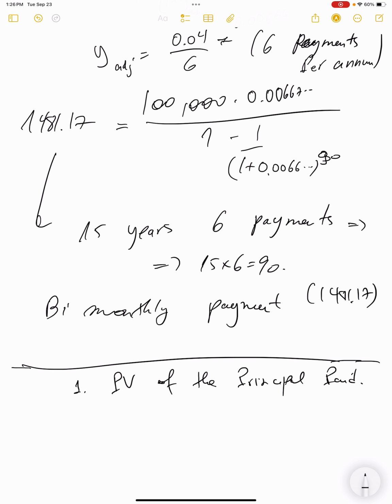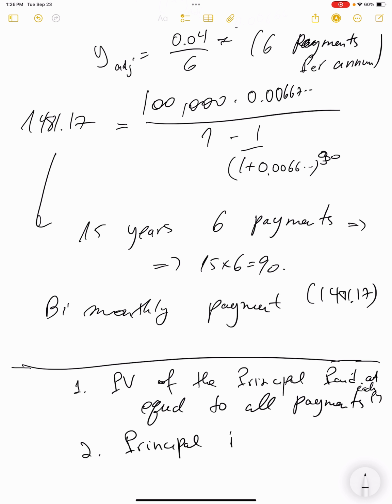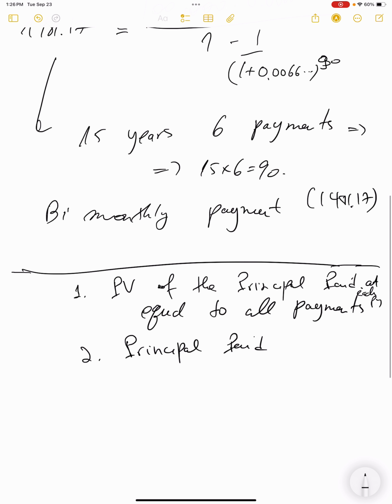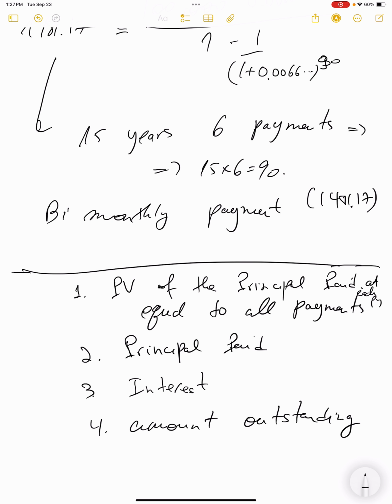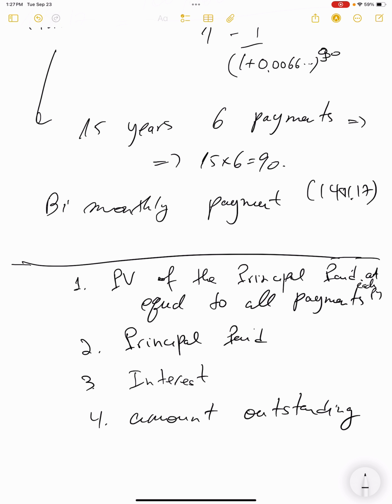Okay, so let's assume that you want to find your amount outstanding after 5 years. How do you do this? First of all, you find the present value of the principal paid, which will be equal to all the principal paid at each payment. Then you find the principal paid at each payment. Then you find the interest, and once you have the interest, you find the amount outstanding. You do this without the spreadsheet, you just do it directly, okay?